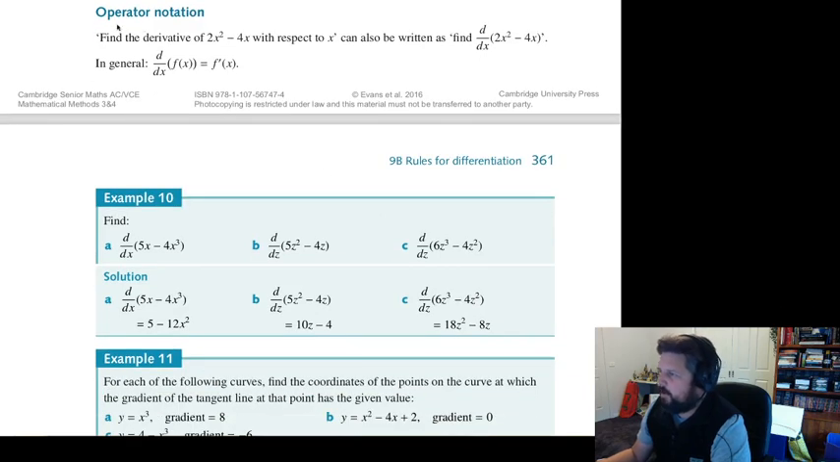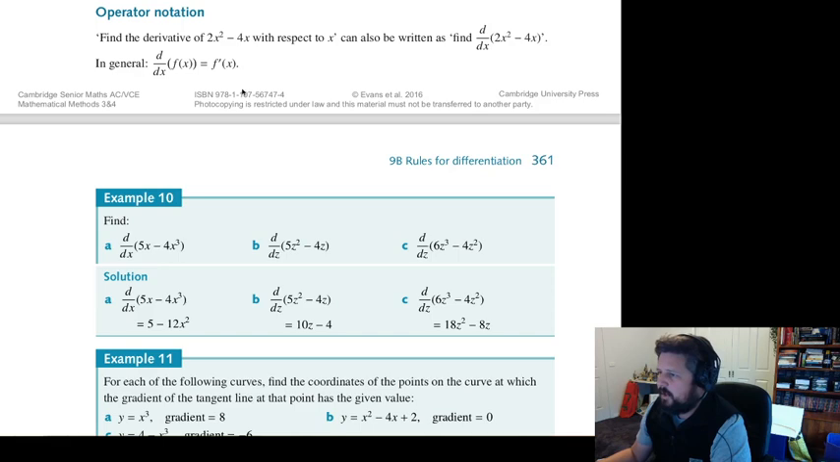There's some other operator notation that you may come across. For example, they could say find the derivative of 2x squared take away 4x with respect to x. It can be written as that there. Finding the derivative of 2x squared take away 4x with respect to x, like such. So again, they're saying here, when you have this here, it's the same as finding out the derivative, f dash x.